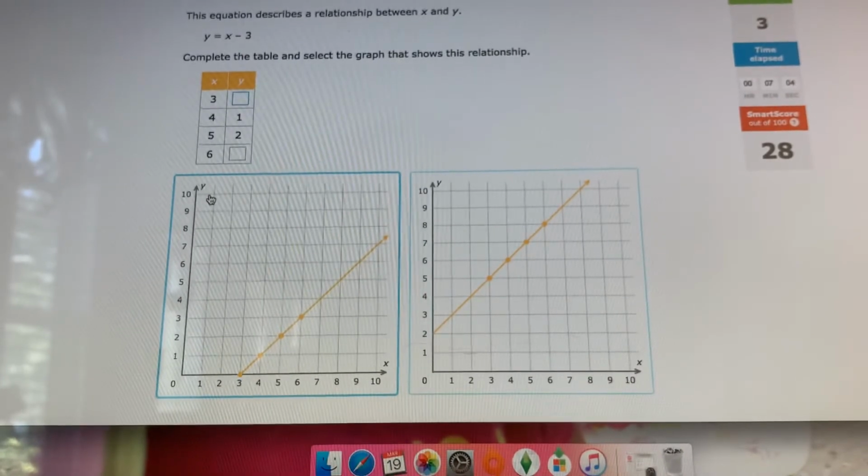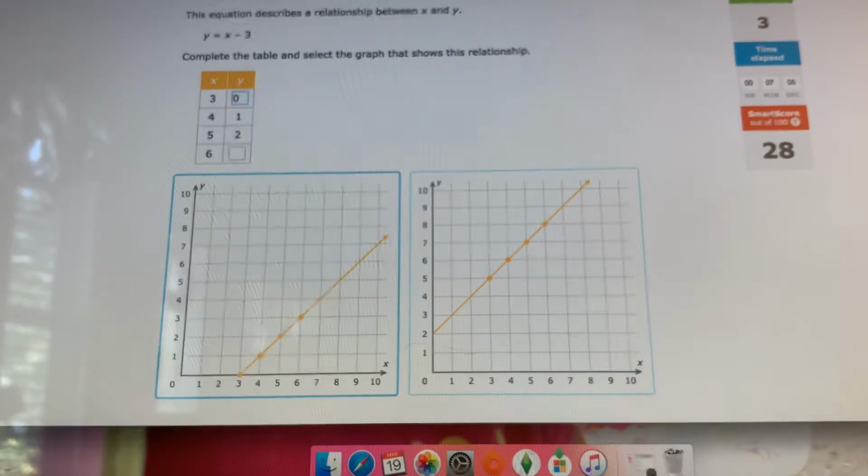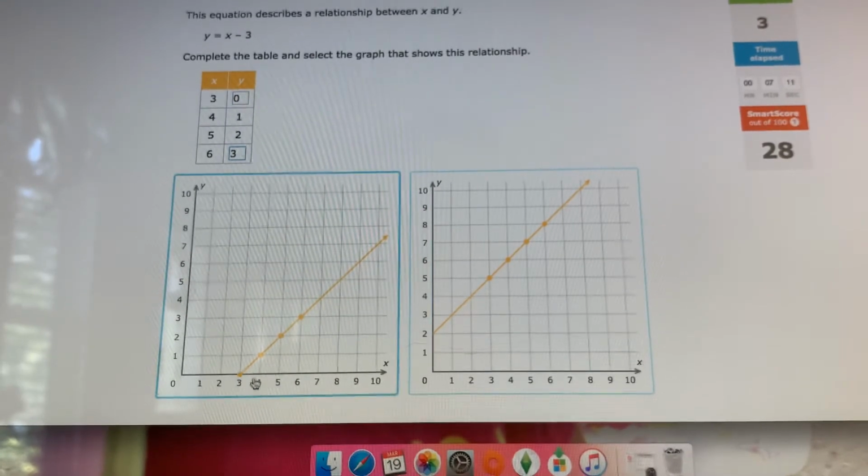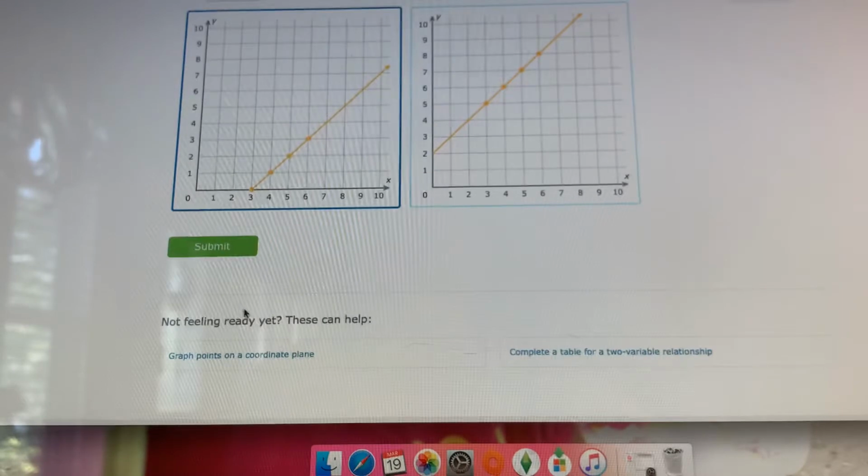So I'm subtracting 3 from x. So that would be 0 and 3. So that means I go over 3, up none. So that must be that one.